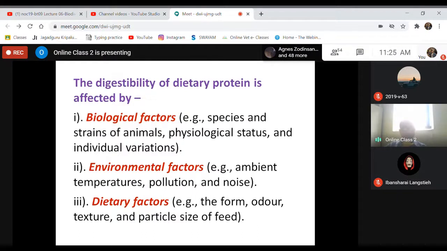And dietary factors include form, that means in what way we are providing the feed, odor, texture, and particle size. Particle size is very important. It should not be too big, and it should not be too small. And if it is not appropriate, then the stability of the dietary protein will be different, it may be less. So since digestibility is very important, we have to consider different factors also while we think about how much quantity of protein we have to provide in the ration of the non-ruminant animals.